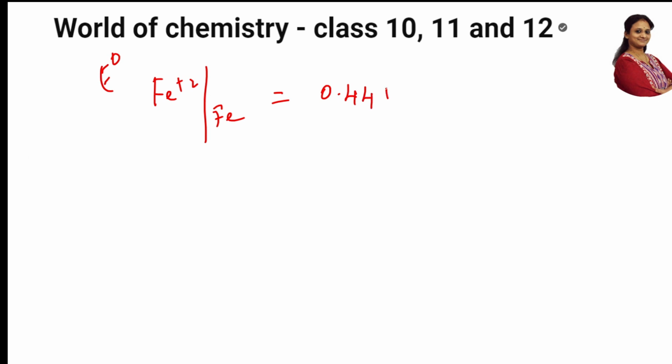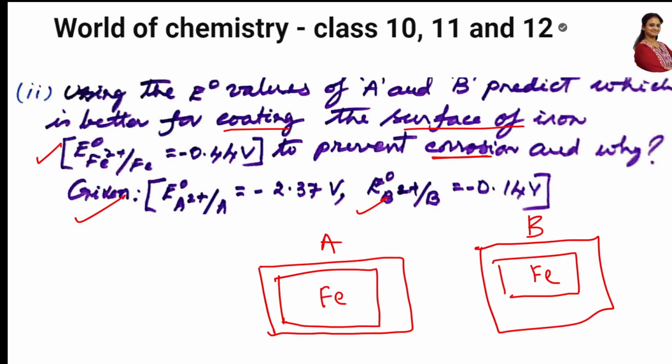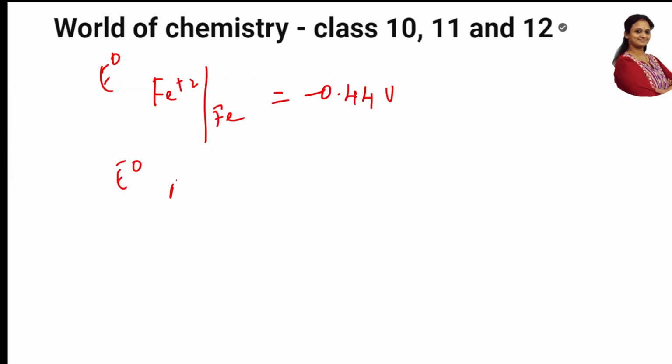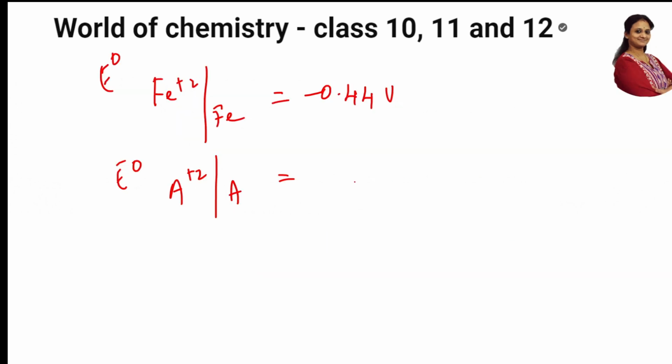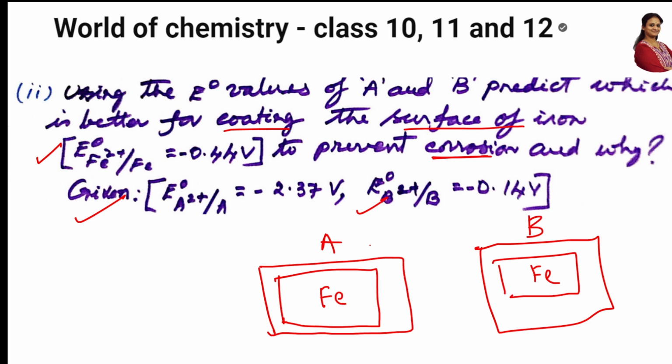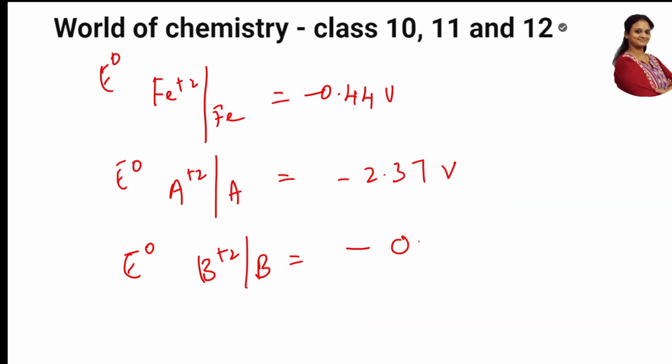0.4 volts. Okay. Minus. Then for A naught, they give me A2 plus by A. They've given me the value as minus 2.37. Minus 7. Now volts. E naught for B2 plus by B, what did they give me? It is minus 0.4. Okay, easy. Now check, students.